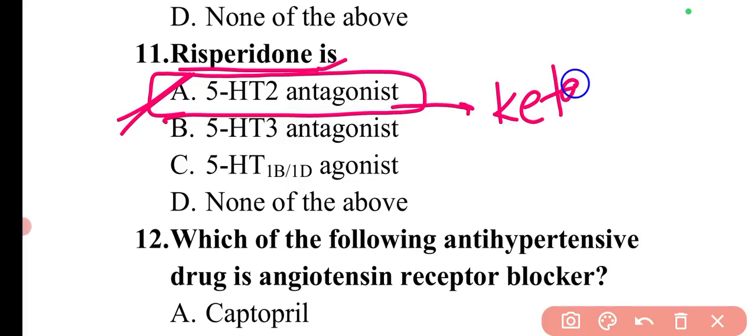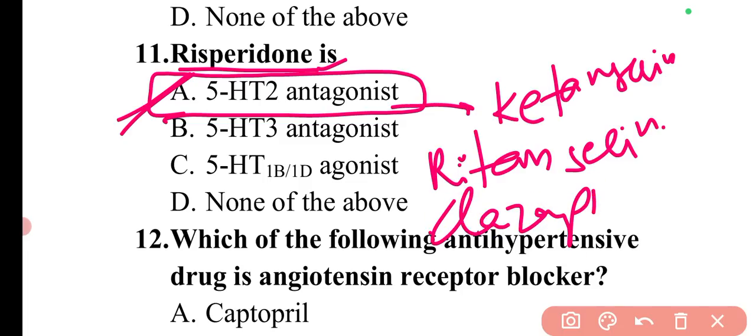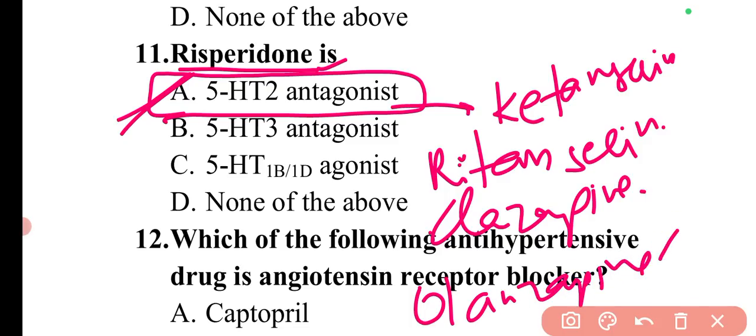For example, ketanserin, then ritanserin, then there is clozapine, risperidone is there, olanzapine. So these drugs come under 5-HT2 antagonist.